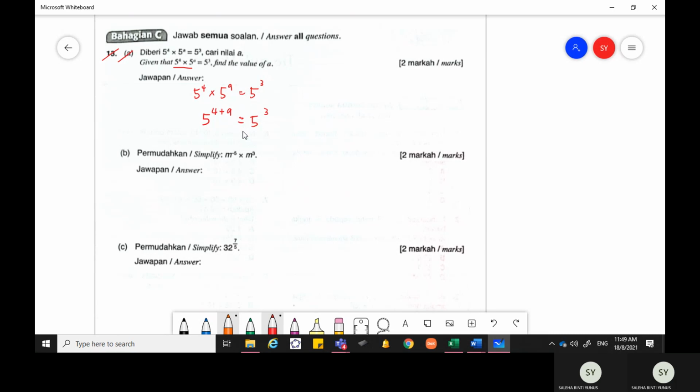Jadi kita boleh compare the index. So kita just keluar dia punya index sahaja. So 4 plus A equals to 3. And then, so 4 ni bring to another side. So it will be minus 4. So A equals to 3 minus 4. Okay, so A equals to negative 1. Settle. Okay, so markah dekat sini satu when you apply the rules, and then this one.